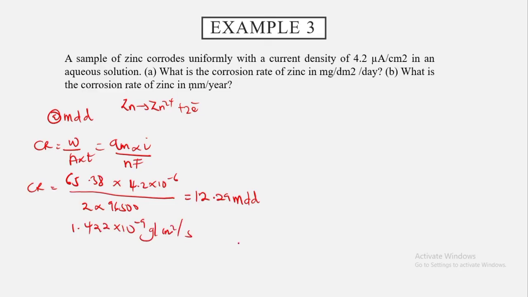So to change it to milligram per decimeter squared per day, you multiply by 10 exponent 3, 10 exponent 2, 24 by 3600. So let's do that. You are going to get 1.422 times 10 exponent 3 times 10 exponent 2 times 24 times 3600, and at the end what you're going to get is 12.29 MDD.